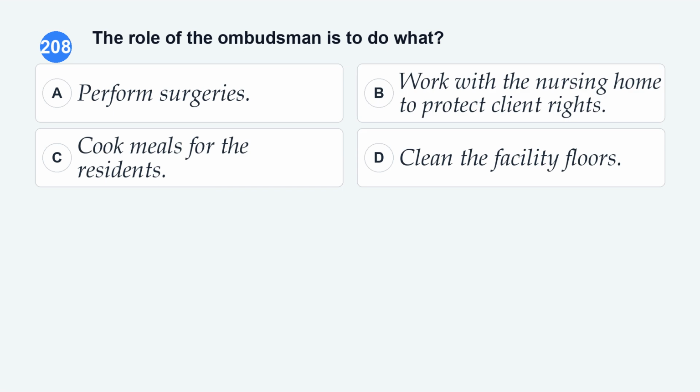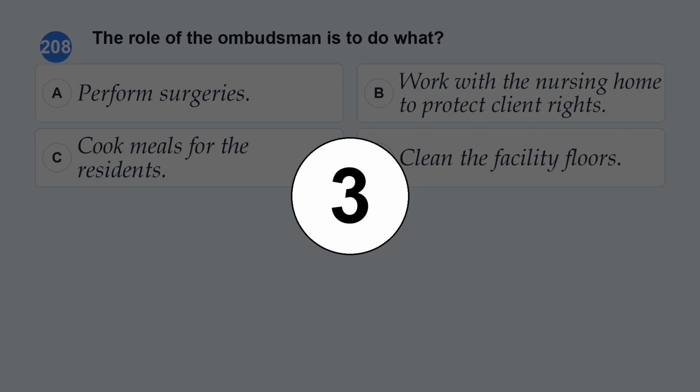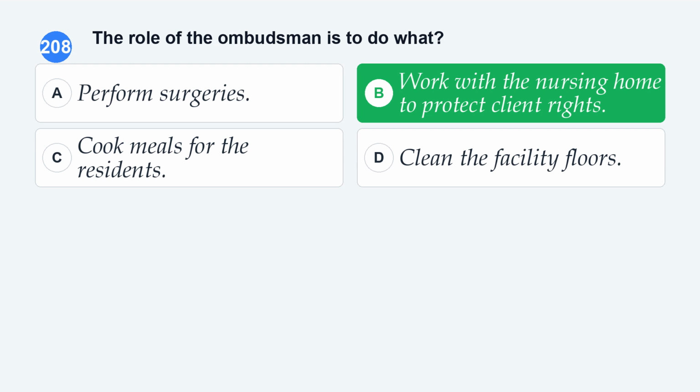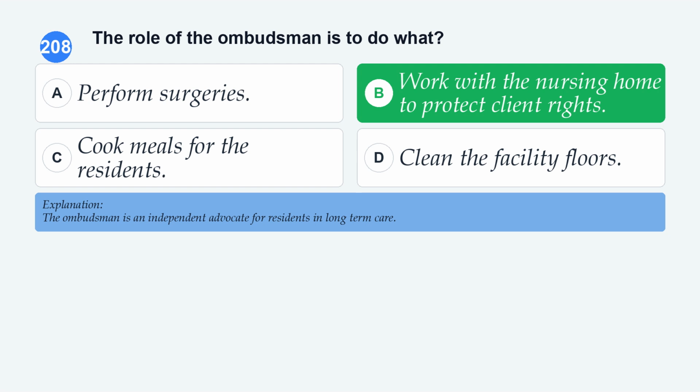Question 208. The role of the ombudsman is to do what? Option A, perform surgeries. Option B, work with the nursing home to protect client rights. Option C, cook meals for the residents. Option D, clean the facility floors. The correct answer is option B, work with the nursing home to protect client rights. Explanation. The ombudsman is an independent advocate for residents in long-term care.